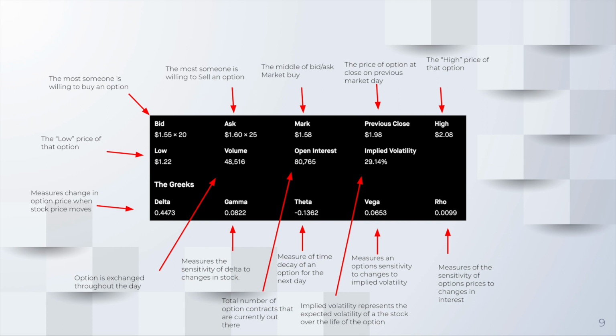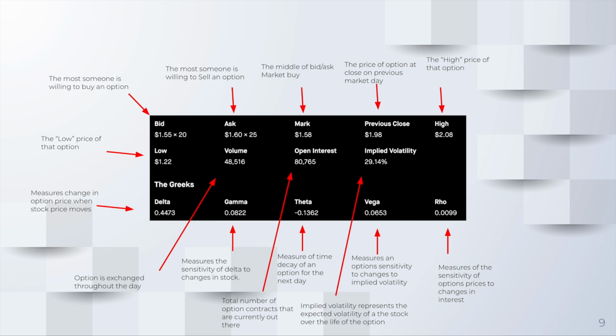Mark. Mark is the middle of bid and ask, which is the market buy. Previous close is the price of an option at close on the previous market day. The high is the highest price that the option has gone up to. The low is the lowest price that the option has gone down to. The volume is how many times the option has been exchanged throughout the day. Open interest is the total number of contracts that are currently open. Implied volatility represents the expected volatility of a stock over the life of the option.